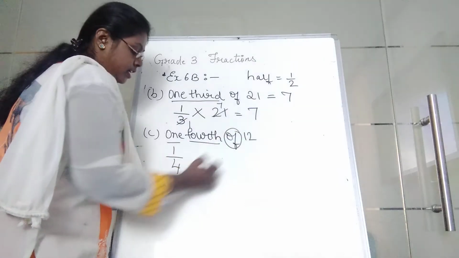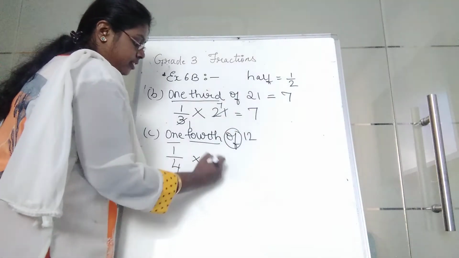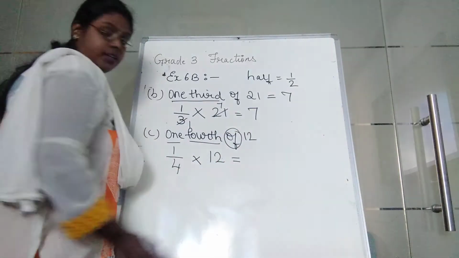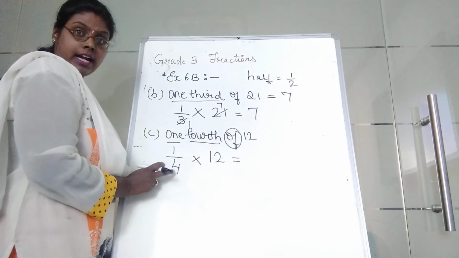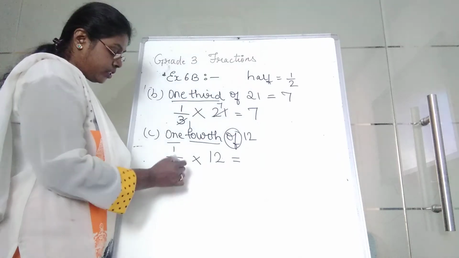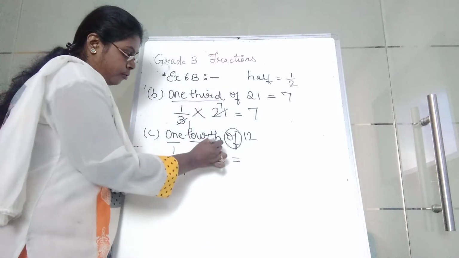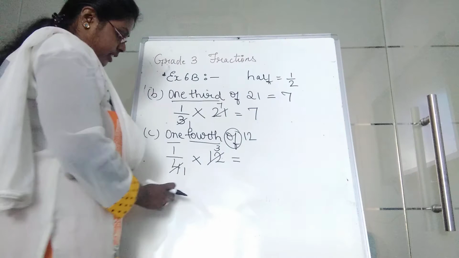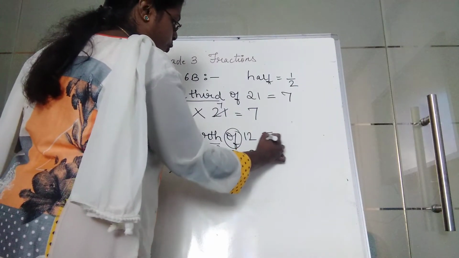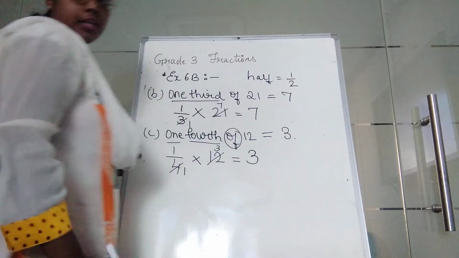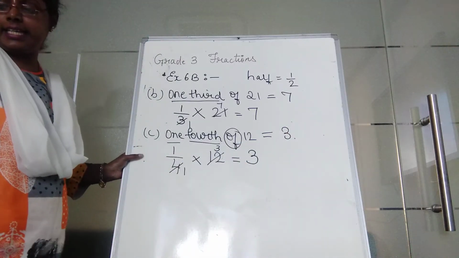Then of is the multiplication. Then here it is 12. Okay. So please reduce the denominator and the numerator here. 4 1s are 4, 4 3s are 12. So 1 3 is 3. So 1/4 of 12 is 3.